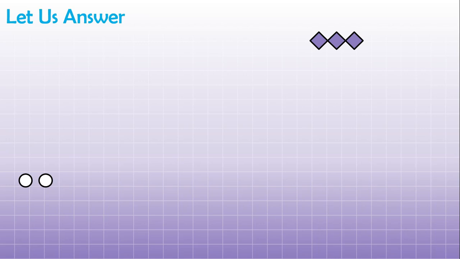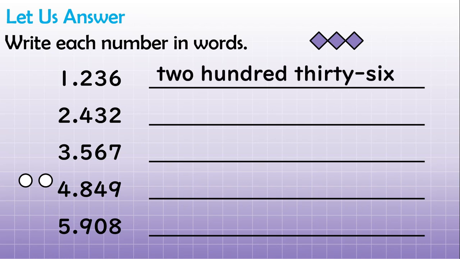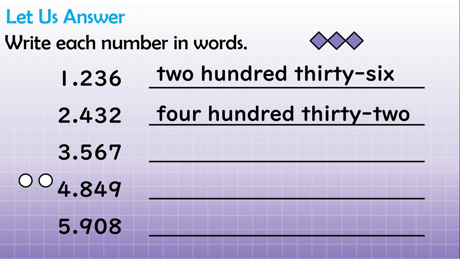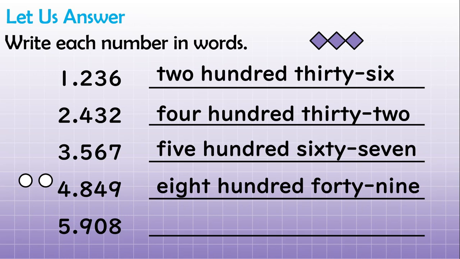And let us answer on page 30 of your book. So we're going to write each number in words. So for number 1, spell out 236. Number 2, 432. Number 3, 567. Number 4, 849. And number 5, 908.